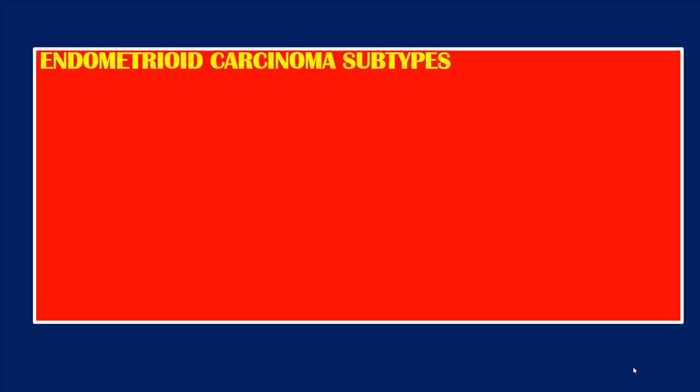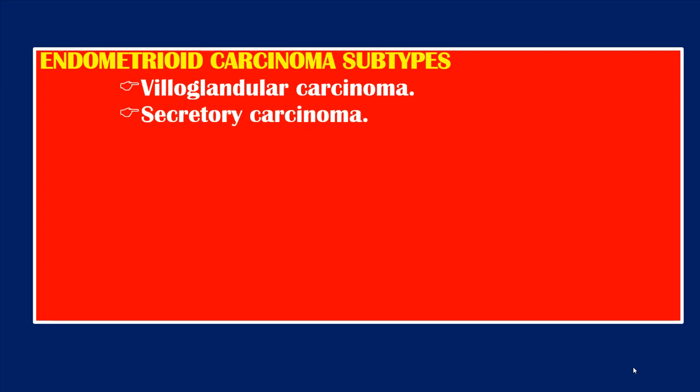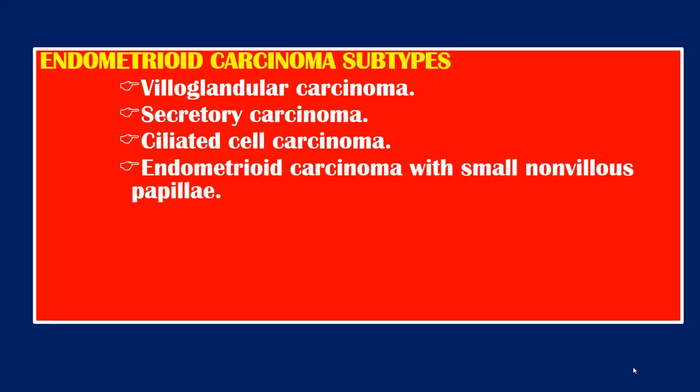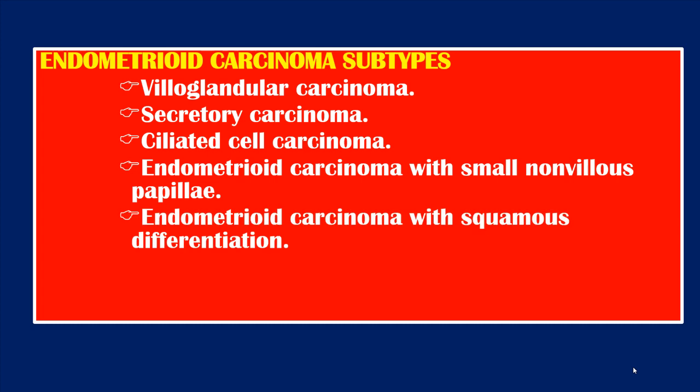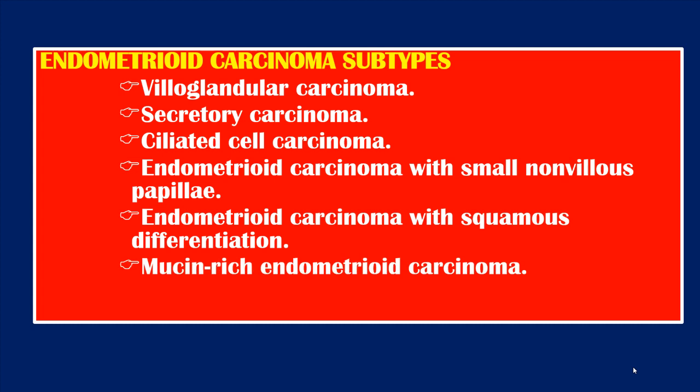Endometrioid carcinoma subtypes, including glandular carcinoma, secretory carcinoma, ciliated cell carcinoma, endometrioid carcinoma with small non-villous papillae, endometrioid carcinoma with squamous differentiation, mucin-rich endometrioid carcinoma, and mucinous carcinoma.